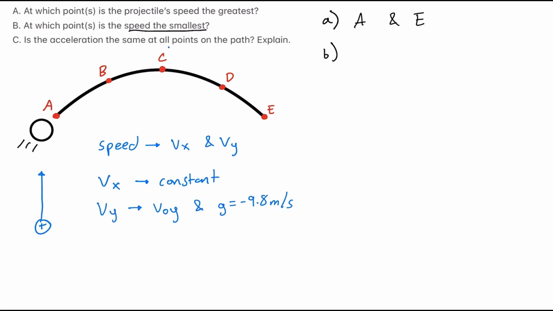Part B asks, at which point is the speed the smallest? This would be point C, because at point C, the ball has reached its peak and only has velocity in the x direction.